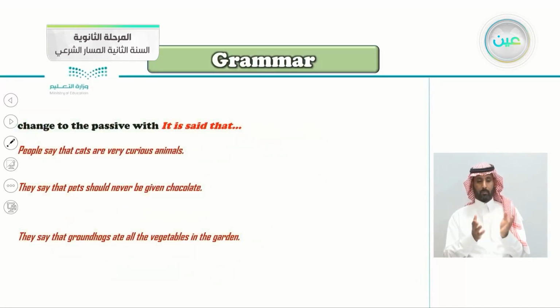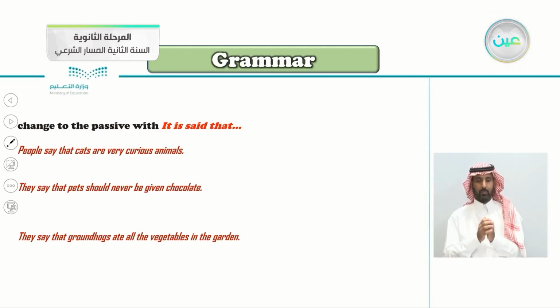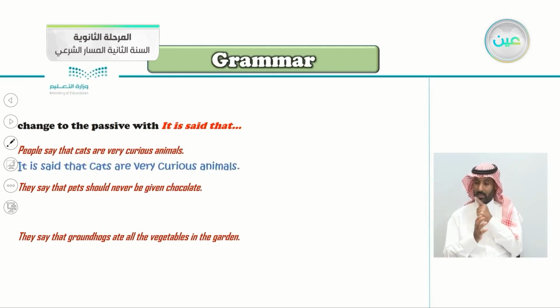So change the sentences to the passive with it is said that. Use it is said that and then continue to write the passive. People say that cats are very curious animals. People, we don't know them, say that cats are very curious animals. So what do we say here? It is said that cats are very curious animals.